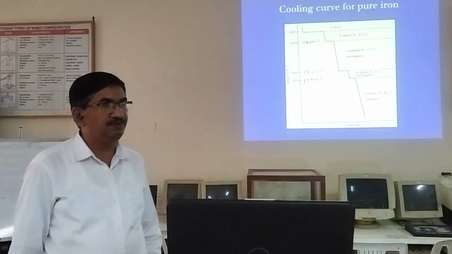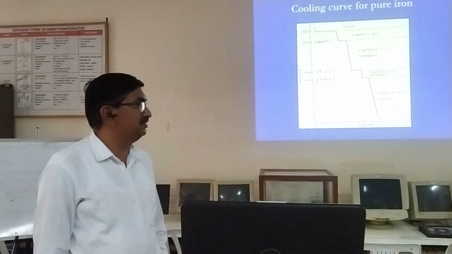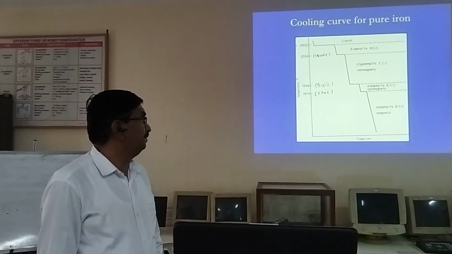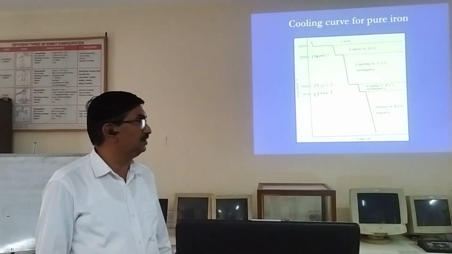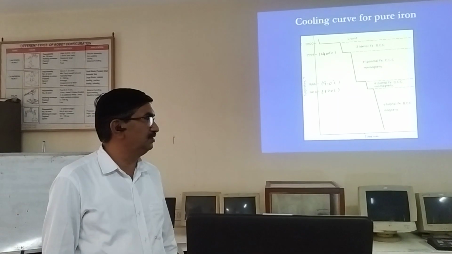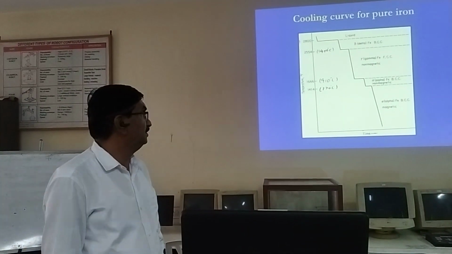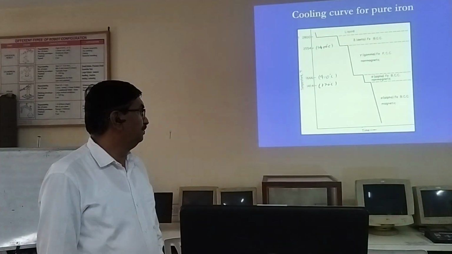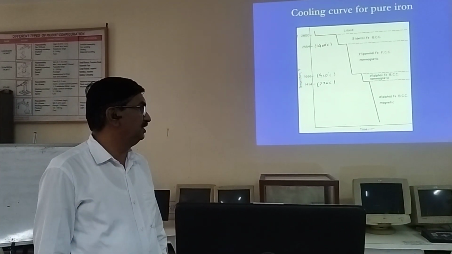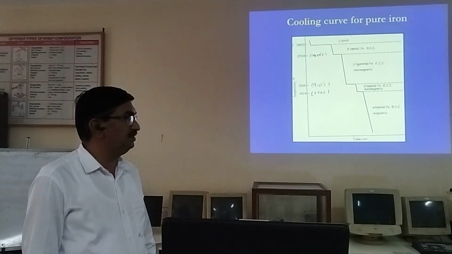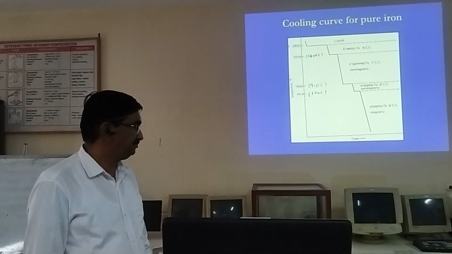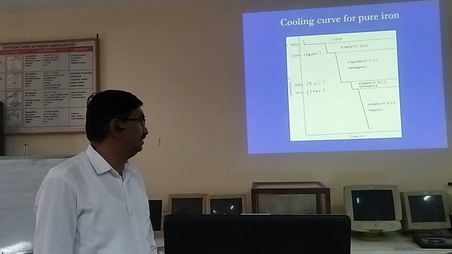And after that, if we heat it further, we get delta ferrite, and again there is a change of structure from the FCC structure to the BCC structure. And after the melting temperature, that is 1538 degrees centigrade, we are getting liquid iron. So there are the different phases here.